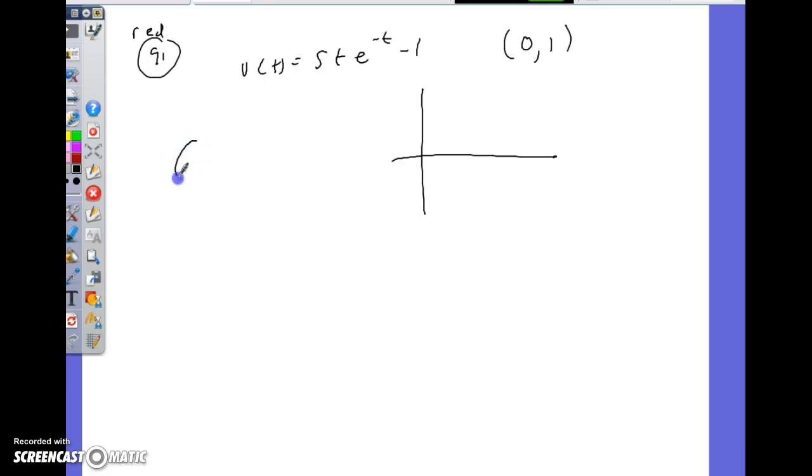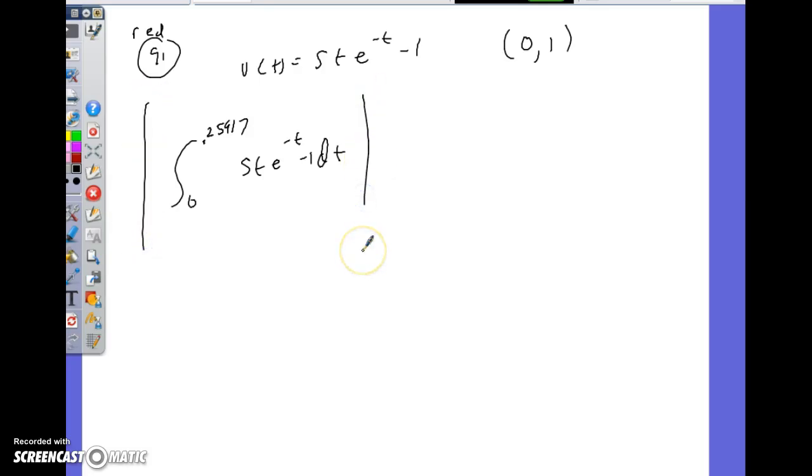And so I'm going to integrate from 0 to 0.25917 this function dt, right? Now, I also have to watch out, so I'm going to take the absolute value of that, because it's going to be negative. That's my first zero. If you look at the graph of the function, it looks something like this. It starts like this, goes up, and then swings back down and crosses the line.